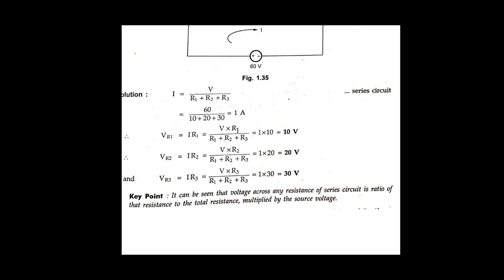So key point: it can be seen that the voltage across any resistance of a series circuit is the ratio of that resistance to the total resistance, multiplied by the source voltage.